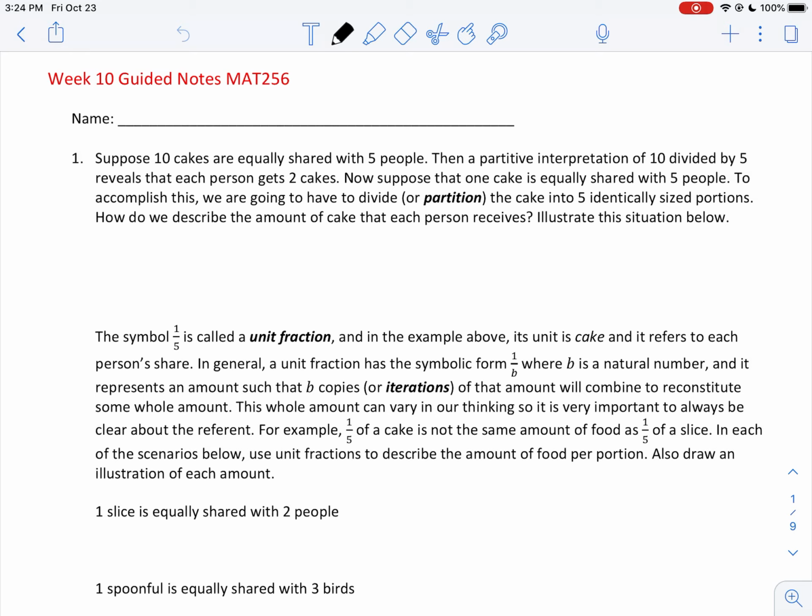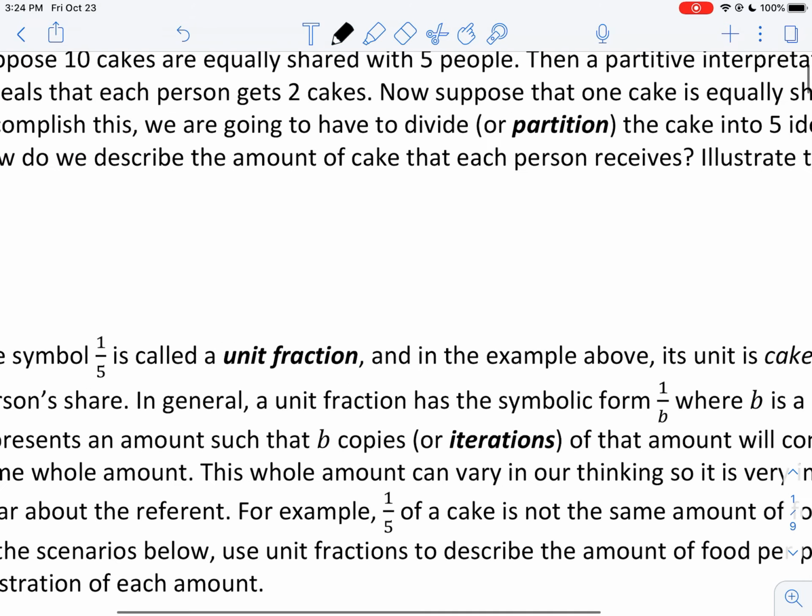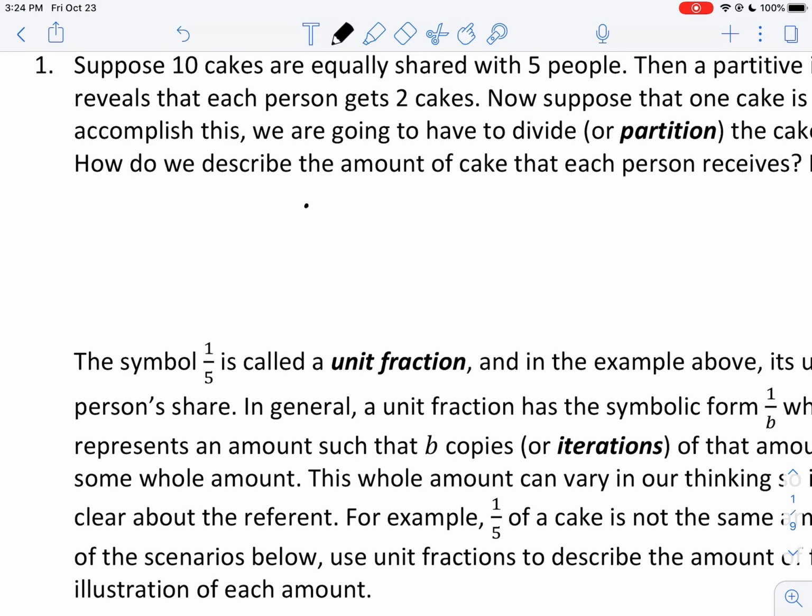All right, continuing with our sentence, how do we describe the amount of cake that each person receives? Now they're going to receive less than an entire cake. That part is obvious. We're going to illustrate this below. Cakes can be round or rectangular. I'm going to draw a rectangular version of a cake here. Doesn't have to be perfect, just some sort of box or something that represents a cake.